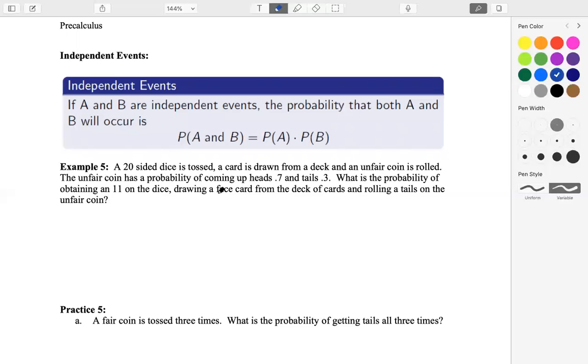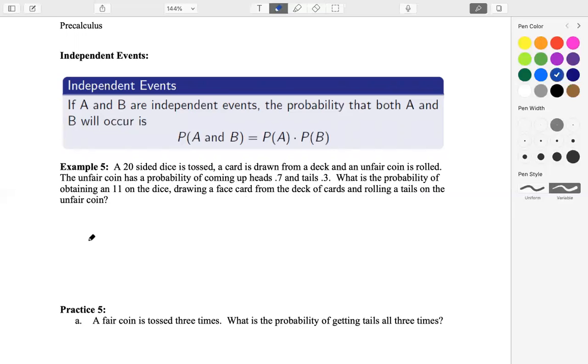No. Okay. So for an unfair coin, probability of heads is 0.7 and tails is 0.3. What's the probability of getting an 11 on the die, and drawing a face card from a deck of cards, with rolling tails on the unfair coin?